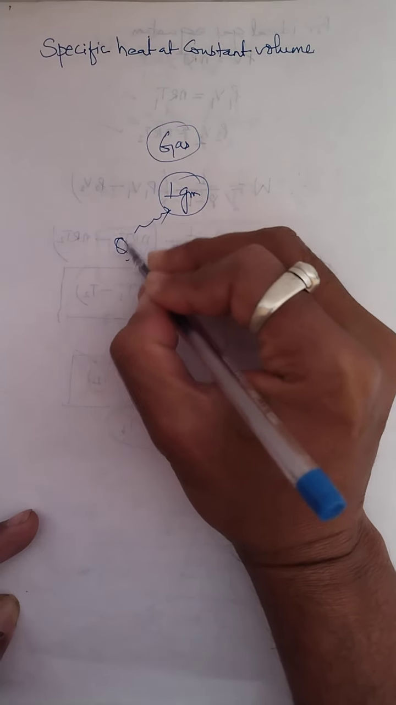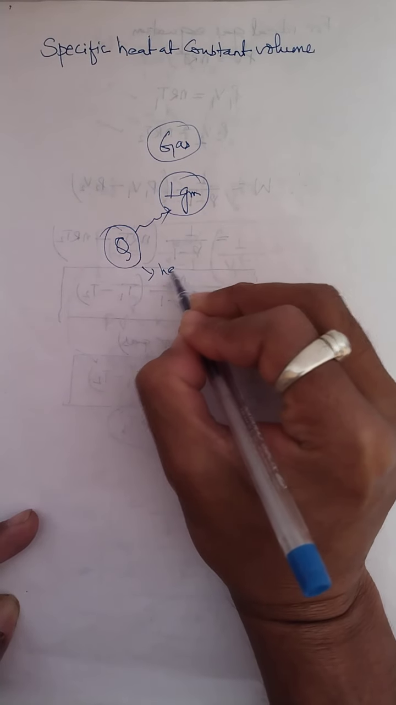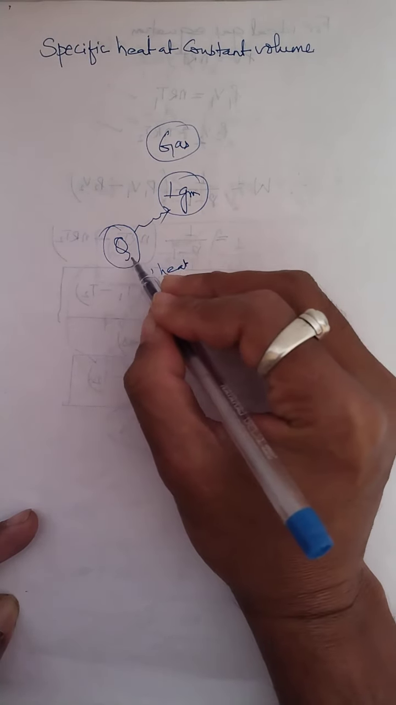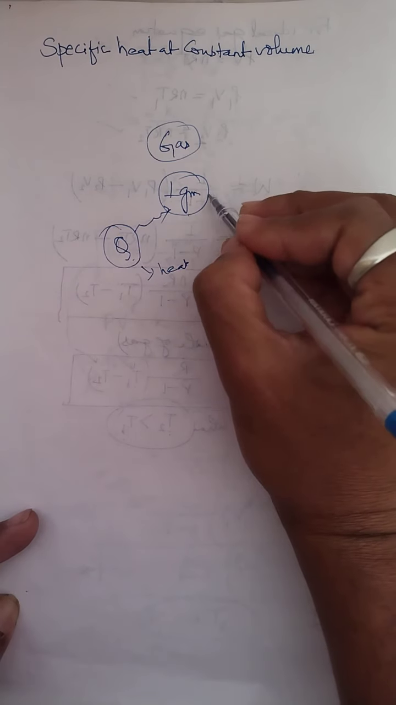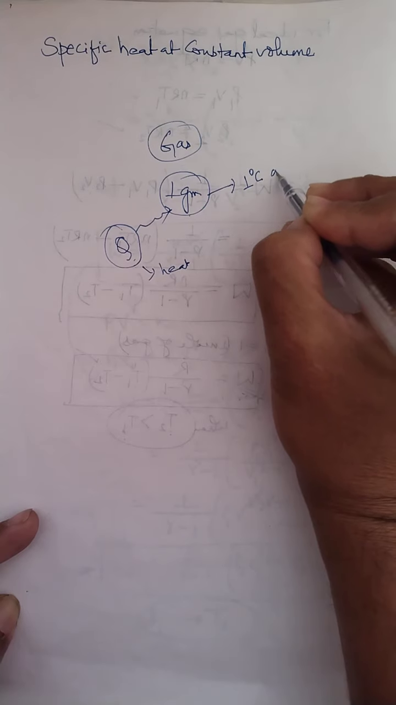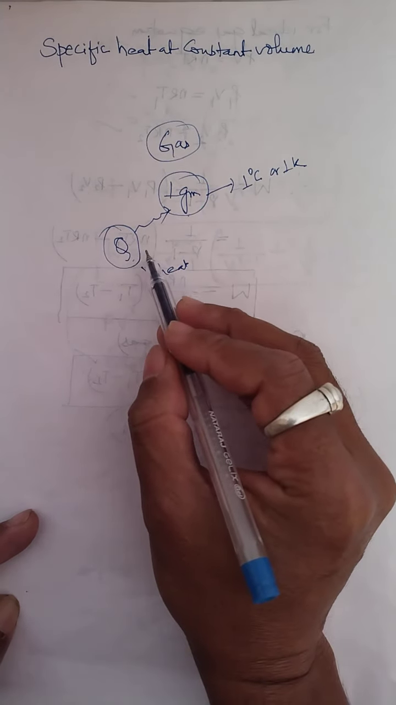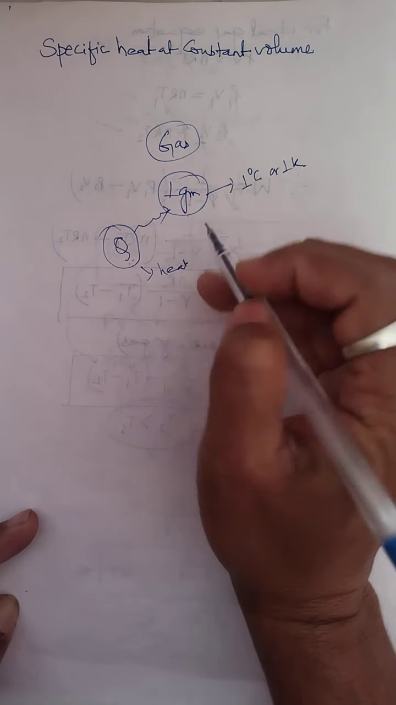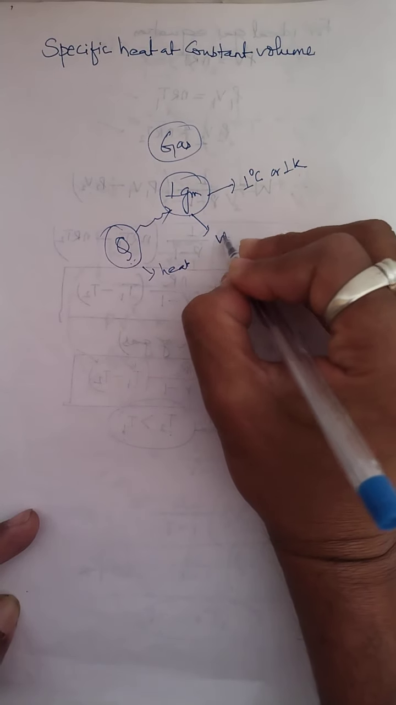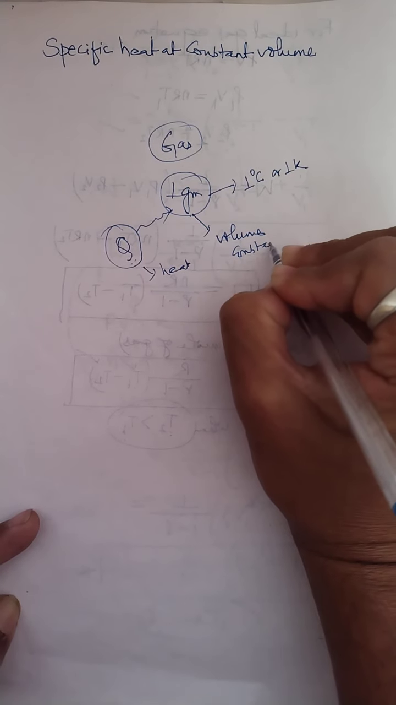So suppose you are supplying heat Q. Q is the amount of heat that you are supplying. Due to this heat which you supplied to 1 gram of gas, if the temperature of this gas is raised by, say, 1 degree Celsius, or that is equal to 1 Kelvin, then how much heat did you supply to this 1 gram of gas, keeping volume constant, without changing the volume of the gas.